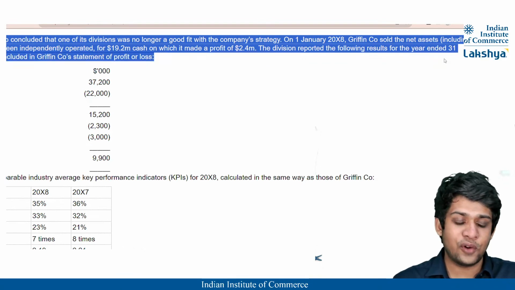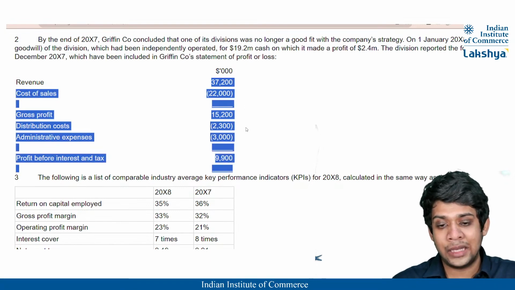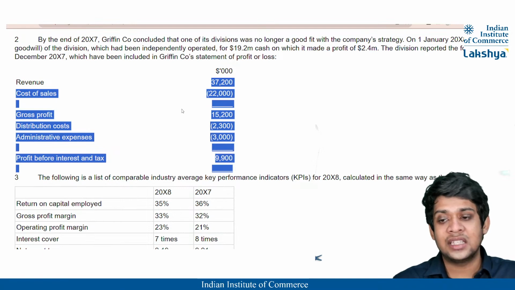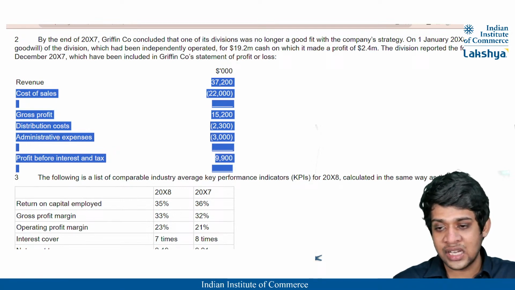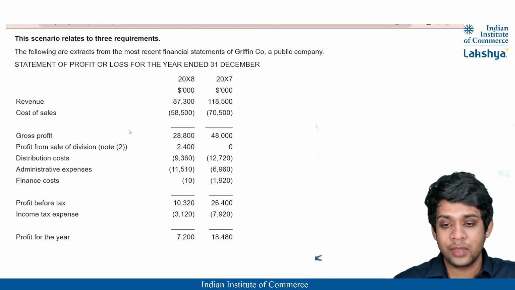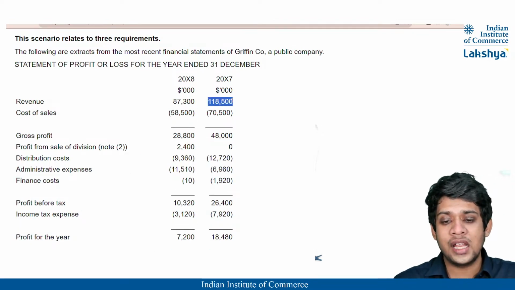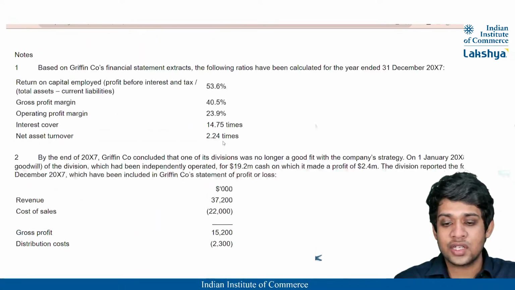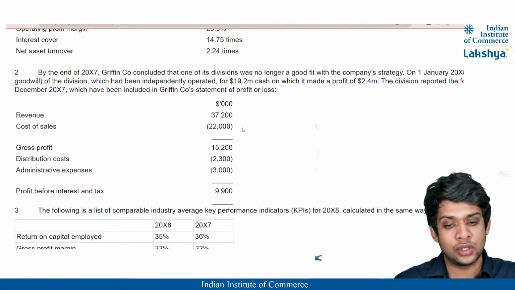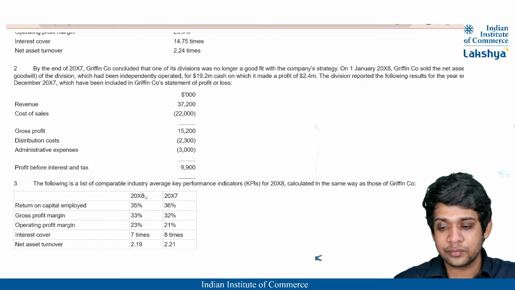So the division reported the following results for the year ended 31st December 2007, which have been included in Griffin Company's statement of profit or loss. So this is the complete statement of profit or loss of the division which is sold off, and these values, be it the revenue or the cost of sales or the gross profit and everything, have been included already in the 2007 statement of profit or loss. That means the revenue of 118,500 already includes the revenue of the division which is sold off, that is 37,200, right? Lastly, they've also given us the industry average.